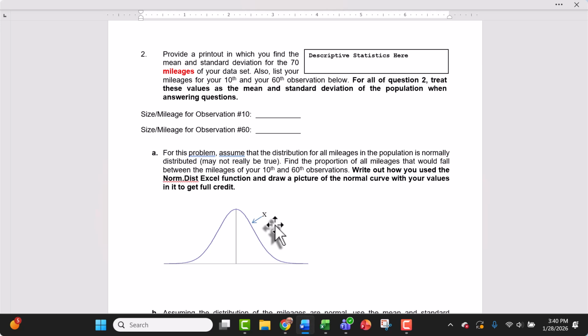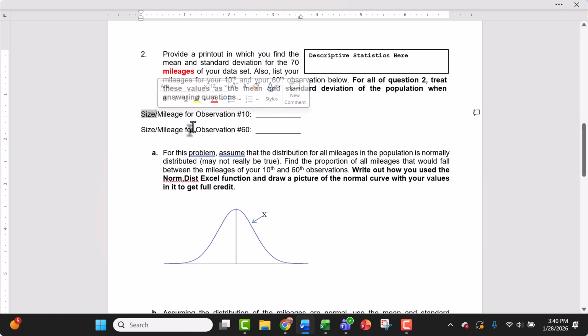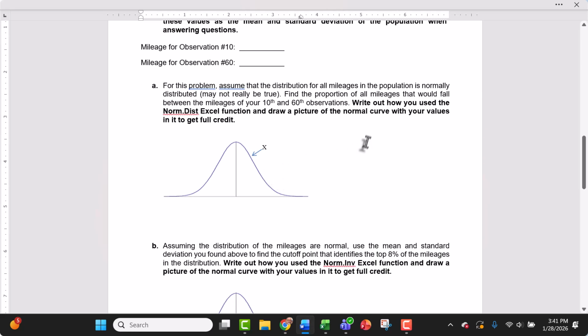Also, tell me your 10th observation, and this should just say mileage. It shouldn't say size or mileage. Ignore that. It'll be fixed by the time you see it. Give me the mileage for your 10th observation, the mileage for your 60th observation, and then you're going to use them in part A to find the proportion of all mileages.